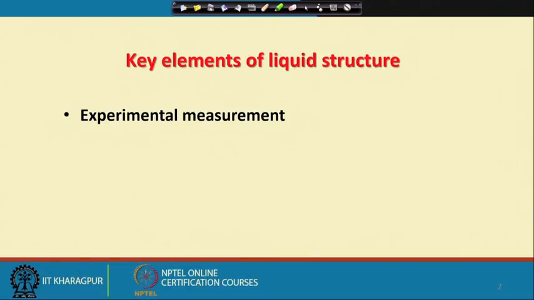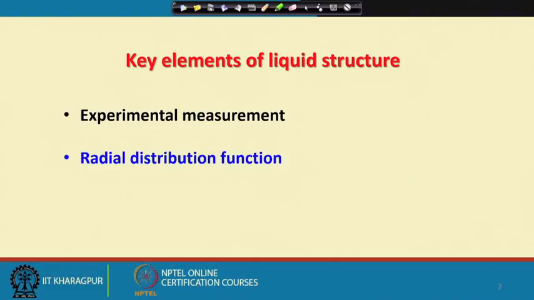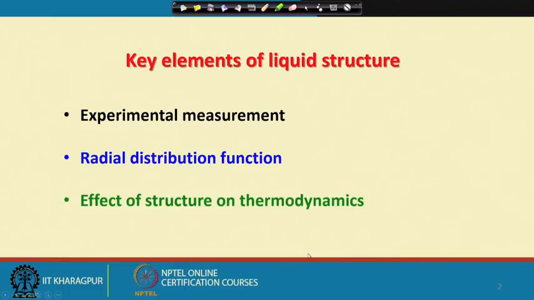And therefore, I shall start by looking at the experimental determination of what I mean by liquid structure, what kind of signature of the underlying liquid structure is obtained when the structure is measured experimentally. And then I am going to talk about the central idea, the key concept in liquid structure, that is given in terms of the radial distribution function. Finally, I am going to use the radial distribution function to show you that the structure of the liquid indeed has an effect on the thermodynamic properties.